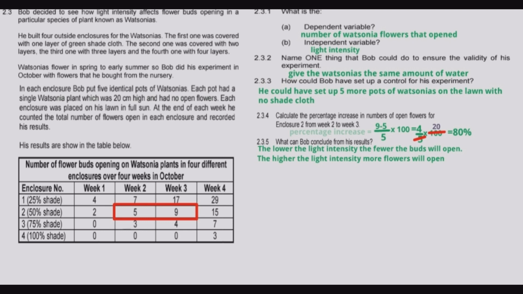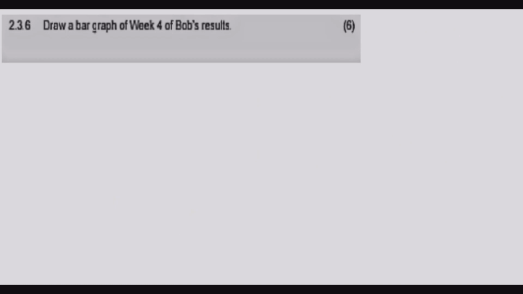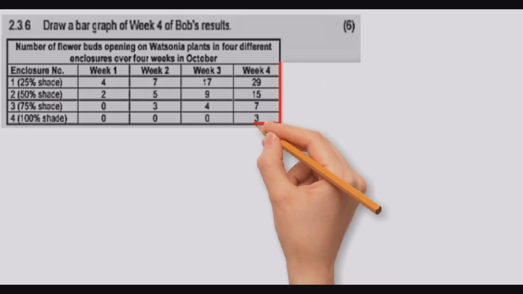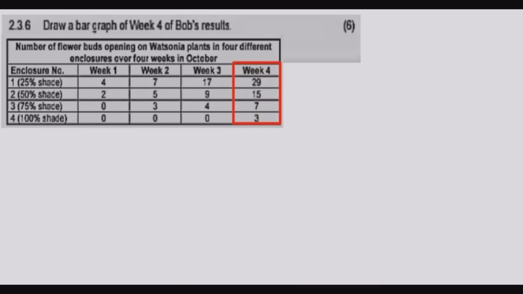Okay, so we come to question number 2.36, which is: draw a bar graph of week 4 of Bobby's results. So we go back to the table, which will help us to draw. We concentrate on week 4. The first plant, which has 25% shade, has 29 flower buds open, the second one had 15, the third one had 7, and the fourth one had 3.